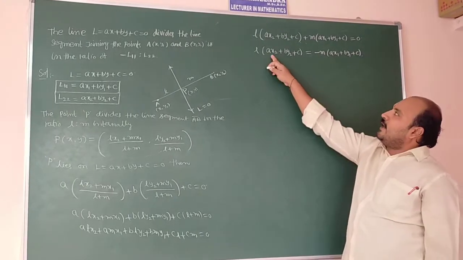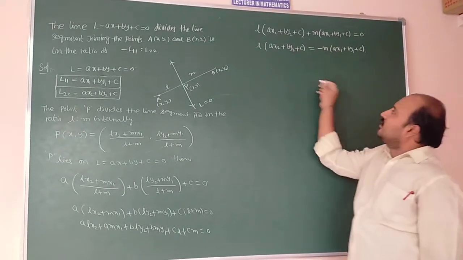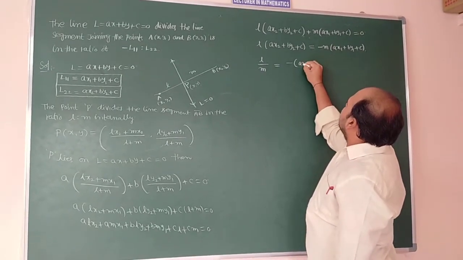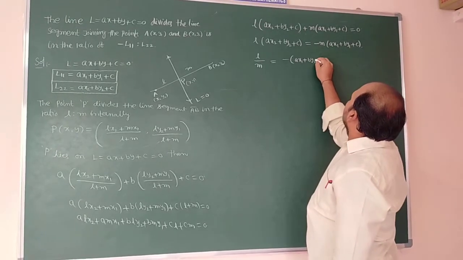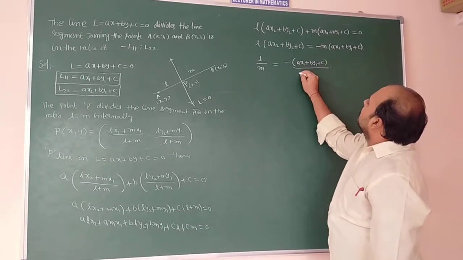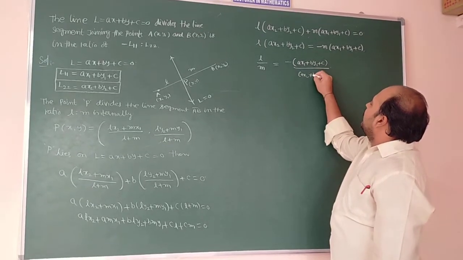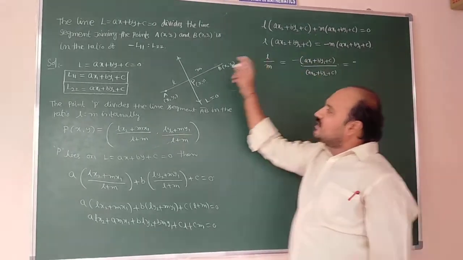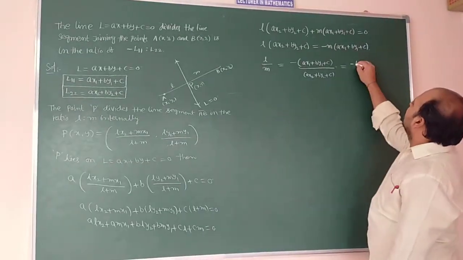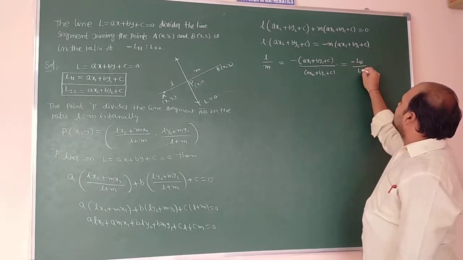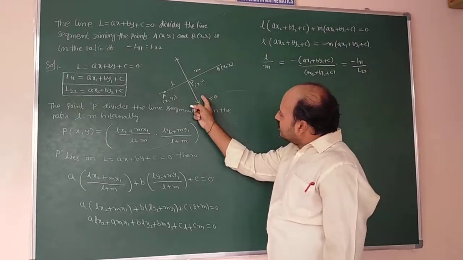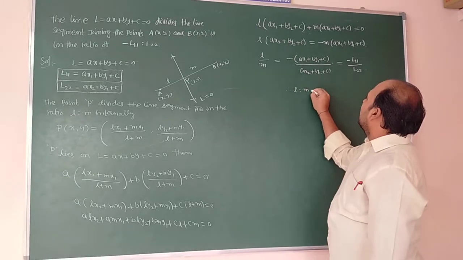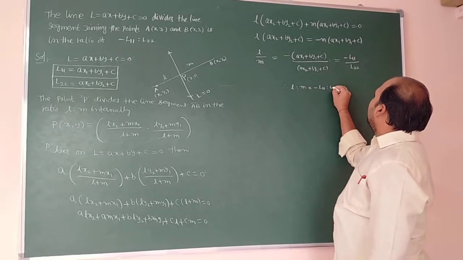We are taking this side as ax2 plus by2 plus c. So L divided by m is equal to minus (ax1 plus by1 plus c) divided by (ax2 plus by2 plus c), which is equal to minus L11 divided by L22, as I already said. Therefore, the line L equal to 0 divides the line segment AB in the ratio of L is to m, which is also equal to minus L11 is to L22.